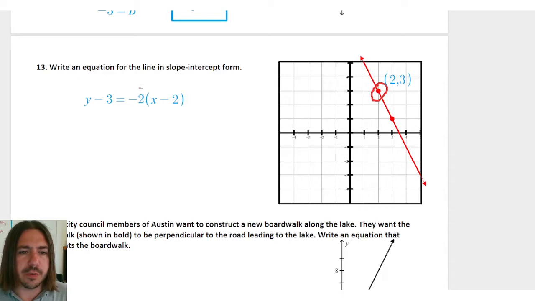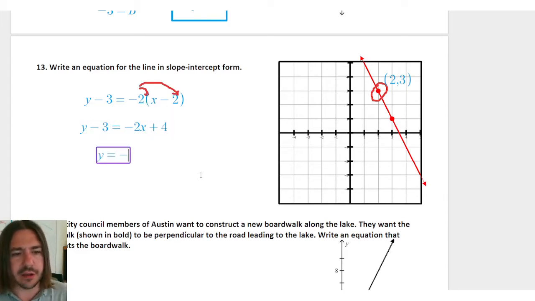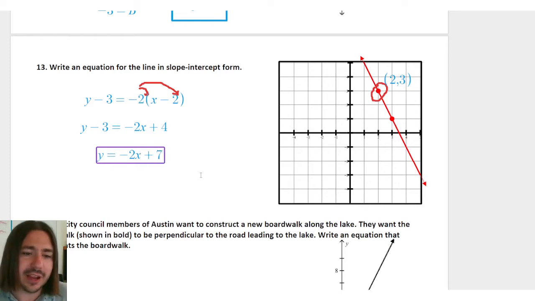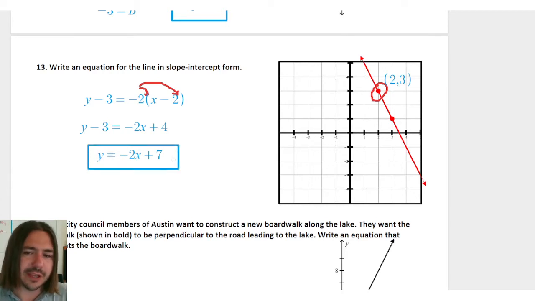So to put it into slope-intercept form, I need to multiply -2 by both of these. I'm using the distributive property there. And so I get -2x plus 4. And then if I add 3 to both sides, I'll get -2x plus 7. So it actually ended up being 7, which is kind of where I was estimating, just eyeballing where it might hit. You don't want that to give you your answer, but it is a good idea to guess where you think it's going to be. That way, if you get an answer that's close, it can increase your confidence that you got it correct.